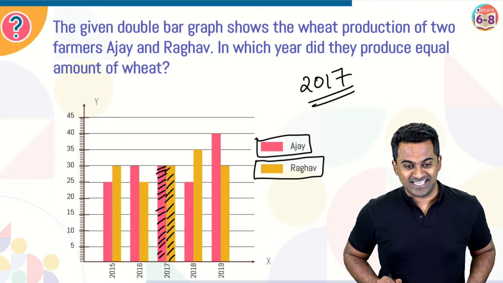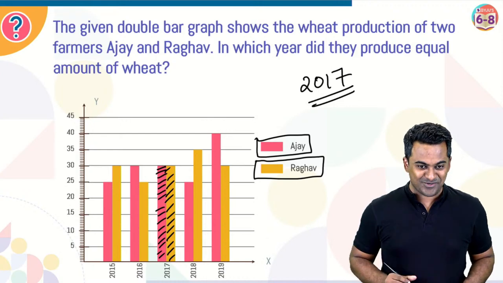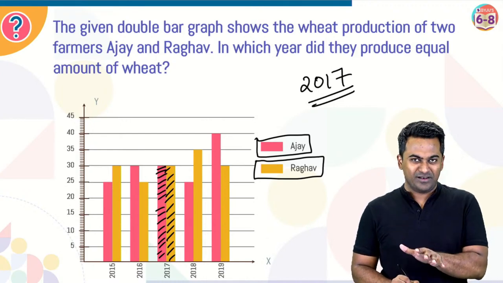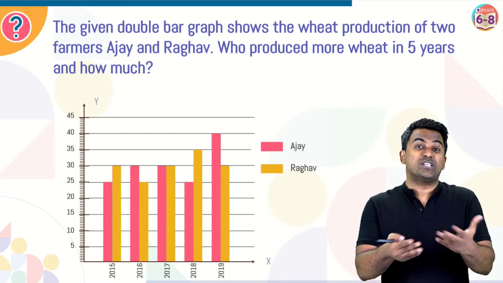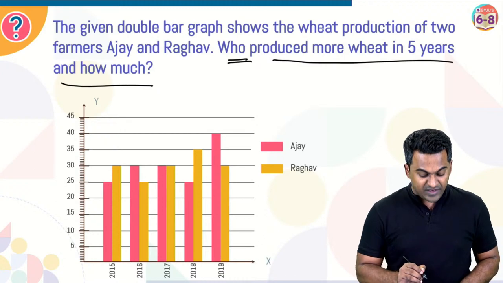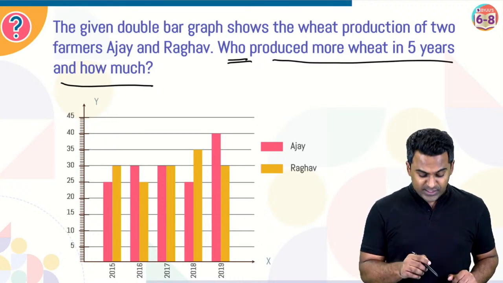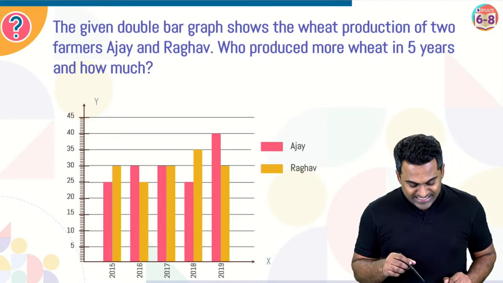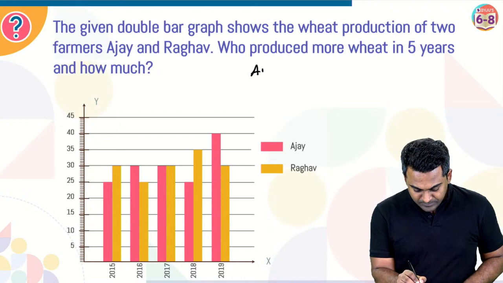I was the first to answer, says Anya there. Awesome. So I'm going to give you the next one and let's see who answers this next. So this was simple. You've understood why as well. This time the data is the same. The question has changed. The question is, who produced more wheat in 5 years and by how much? Now, this is going to take some time. You guys have to decode it for every year. So Ajay and Raghav.